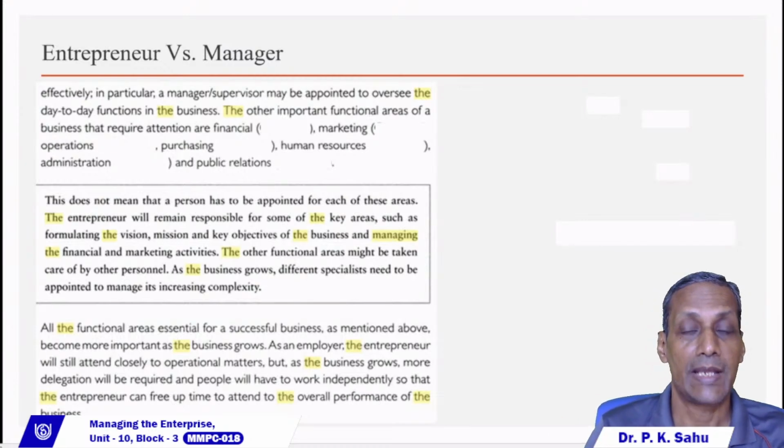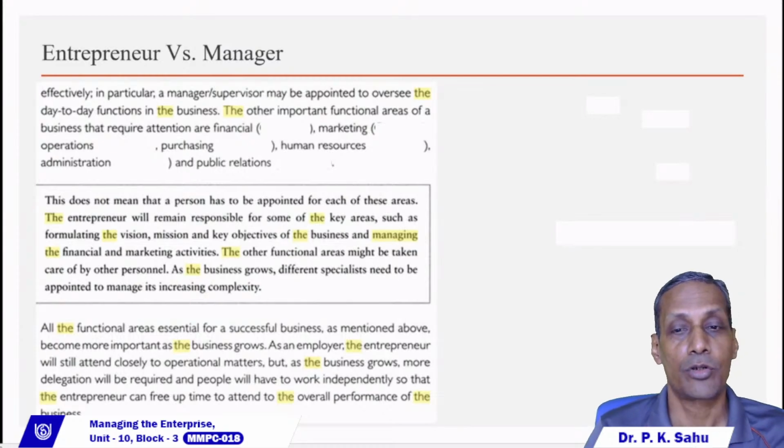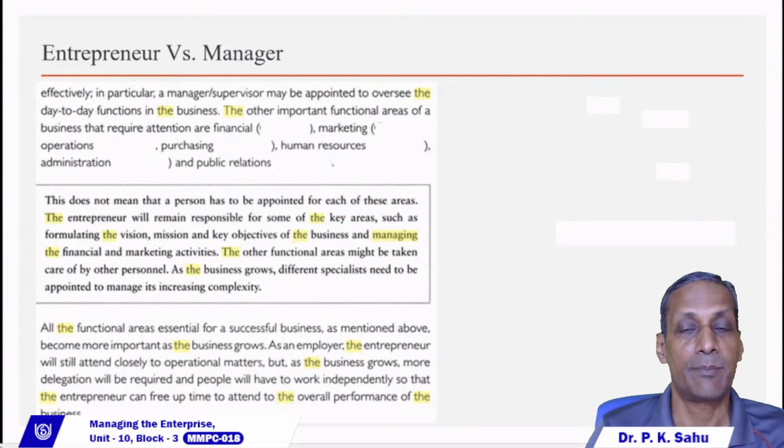business grows. As an employer, the entrepreneur will still need to attend closely to operational matters, but as the business grows, more delegation will be required and people will have to work independently so that the entrepreneur can free up time to attend to the overall performance of the business.